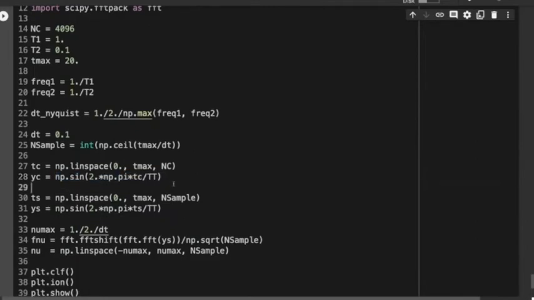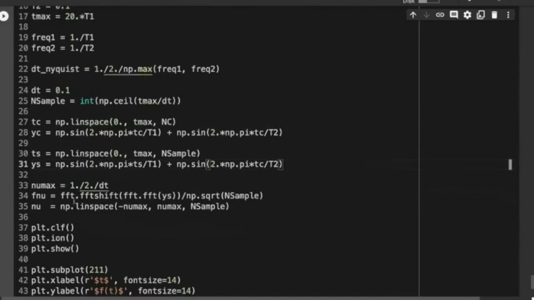So let me just do this. Tmax is supposed to be written as 20 times T1. So this is T1 here and T2 here. And similarly here as well, I add the other one, T1 and T2. Remember that TC and YC are just to see the function properly, and TS and YS are the actual samples that we are talking about.